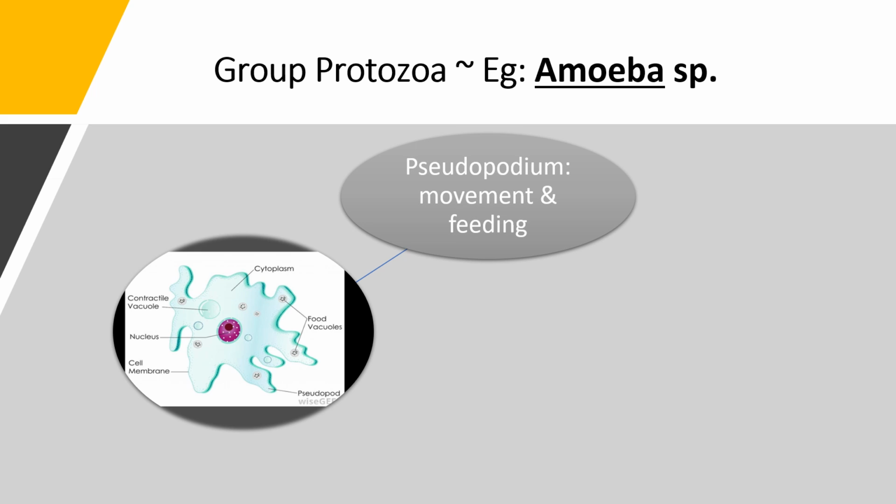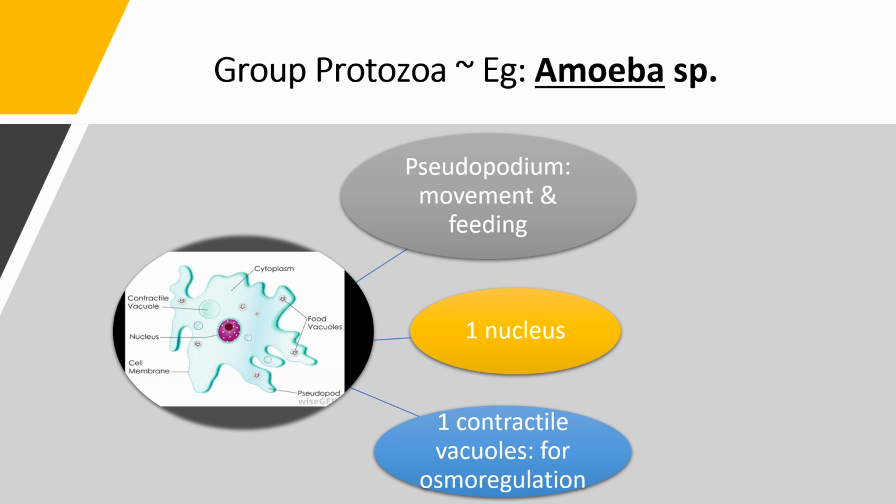Amoeba moves by pseudopodium. It means the extension of the plasma membrane. It extends the plasma membrane to move and for feeding. Pseudo means false and podium means foot. So pseudopodium means false foot. And it also has one nucleus. It has one contractile vacuole for osmoregulation. It means that the function of the contractile vacuole is to control the amount of fluid inside the amoeba cell.